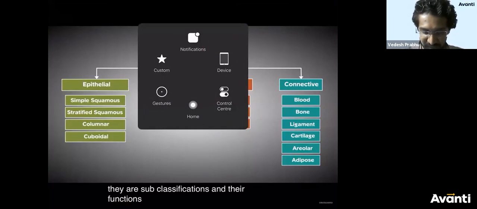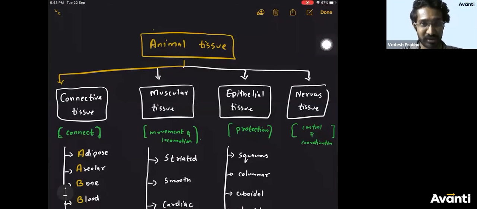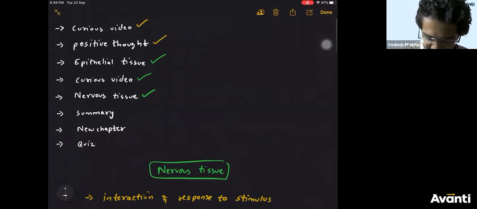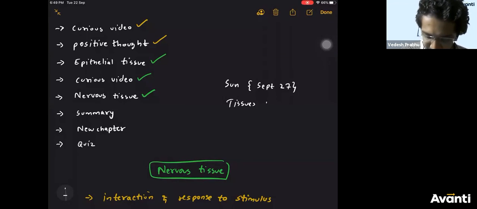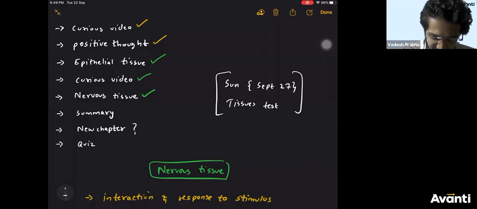Now with this, we have completed the chapter called tissue. Finally, this is where we end the chapter. And as I mentioned, this Sunday, September 27, you have the tissues test. Some of you asked me to start a new chapter from chemistry, whereas some of you have asked me to start from physics. Based on the request of the majority, I have decided. What is the new chapter? I'm going to tell you tomorrow.